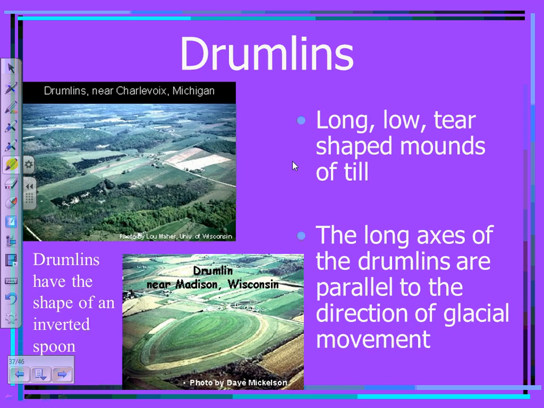A drumlin is a long, low, tear-shaped mound of till, and the long axes of the drumlins are parallel to the direction of the glacial movement. A lot of times they have the shape of an inverted spoon, and again, these are some pictures that I got from an old professor of mine when I took a glaciology class at Madison. And what we mean by it is that the long axes are parallel to the direction of the glacial movement.